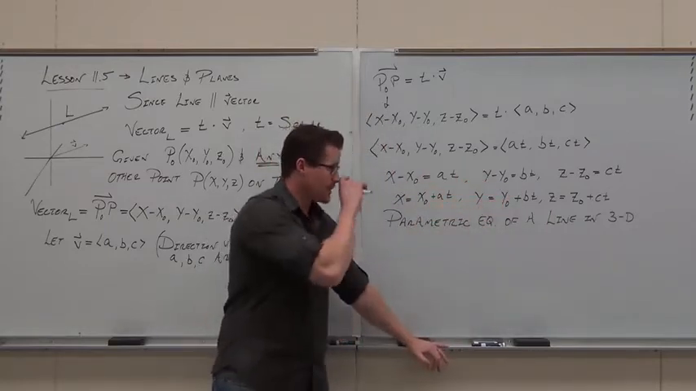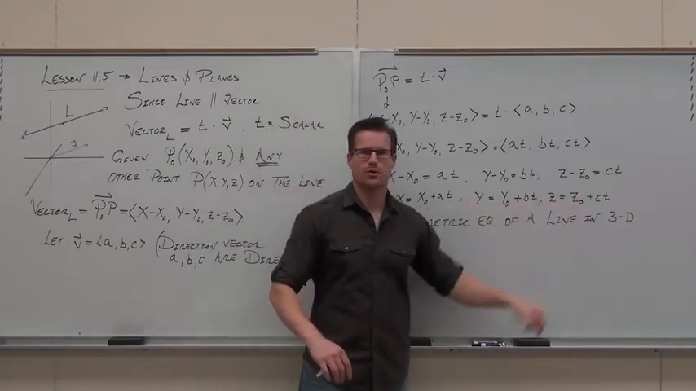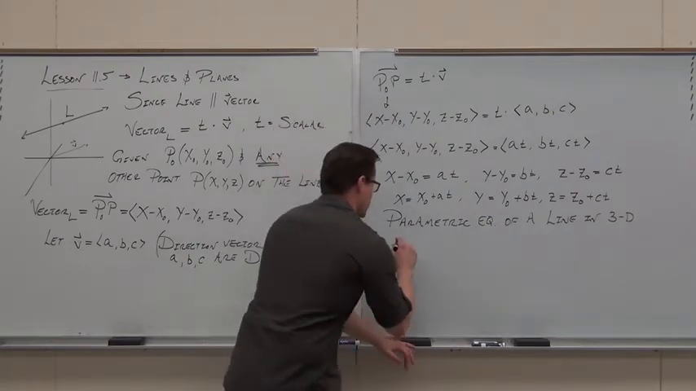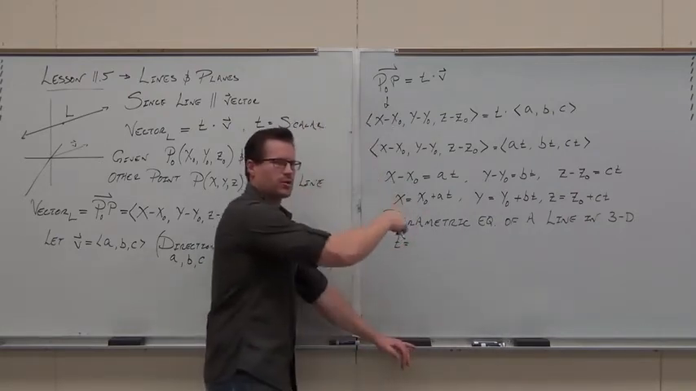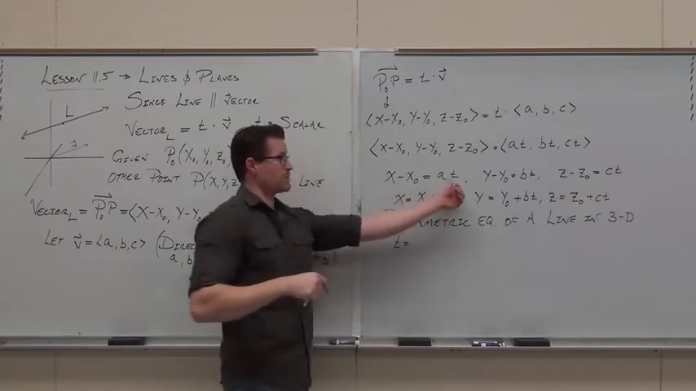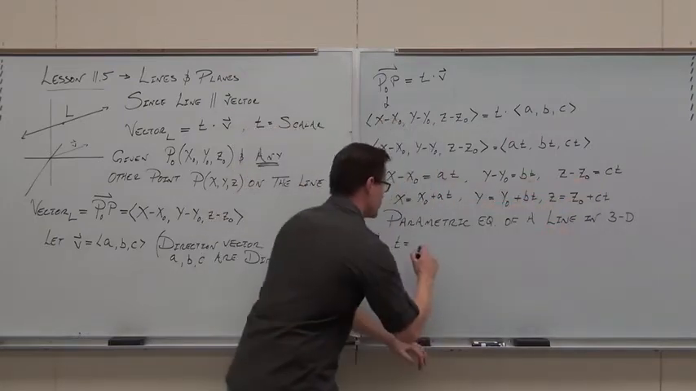Now here's my next question. Since it's the same T, can you solve each of these for T? Yes. Let's try that. I'm going to do it real quick. So t equals x minus x0 over a. You could actually do it from here. This is probably easier. Solve for t here, here, and here.